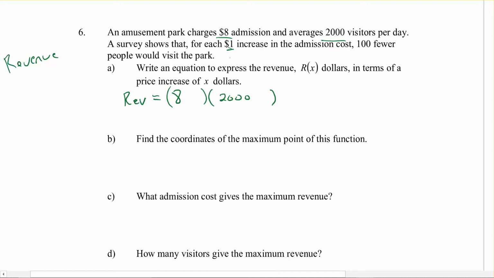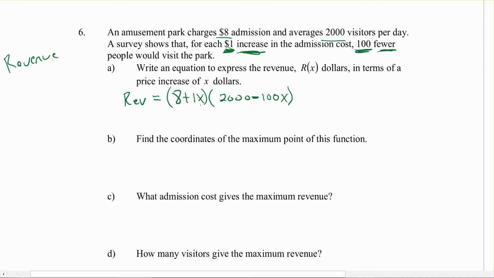That would give them their total amount of money, right? Now we're going to change it up just a little bit. It says a survey shows that for each $1 increase, so as soon as you see that, we say okay, $1 increase. That means adding. So 8 plus 1 is how we start to change our equation. Increase in the admission cost, 100 fewer people would visit the park. So I see 100 fewer, which means I'm going to have minus 100. And then the last thing I'm going to do is put an X on the end of that. So an X behind the 1 and an X behind the 100.